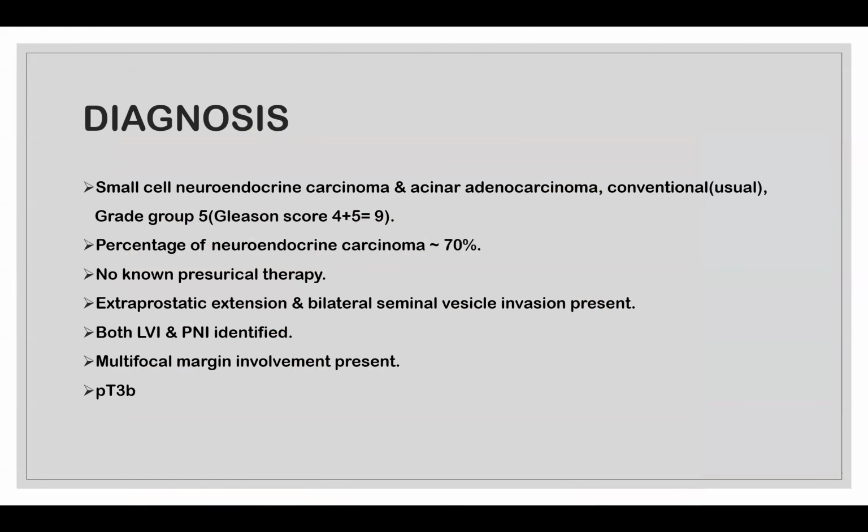So we came to the diagnosis of small cell neuroendocrine carcinoma and acinar adenocarcinoma, conventional type, with grade group 5, that is Gleason score 9. And the percentage of neuroendocrine carcinoma was approximately 70%.